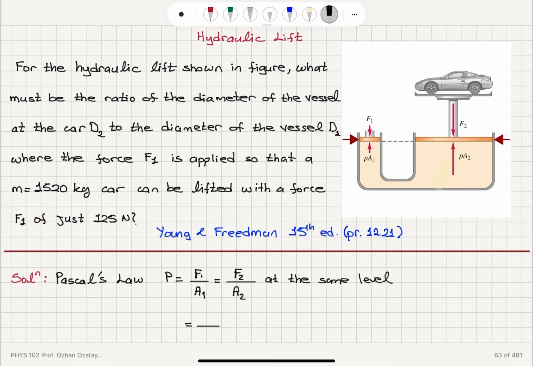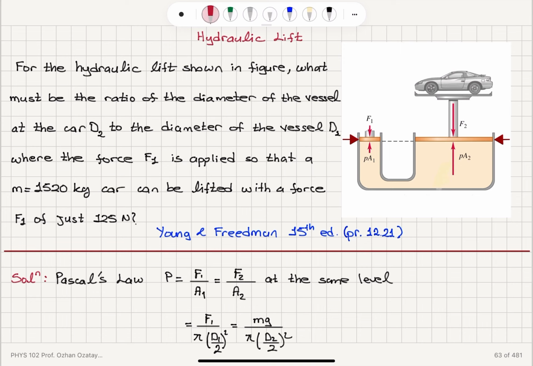Now the pressure F1 divided by A1 is F1 divided by pi, if the diameter of this part is D1, D1 divided by 2, which is the radius, squared. And this must be equal to the force that we're applying on the other side. The force is due to the weight of the car. So F2 is equal to mg divided by the cross-sectional area pi D2 over 2 squared. We're talking about diameter, therefore it's a circular region here.